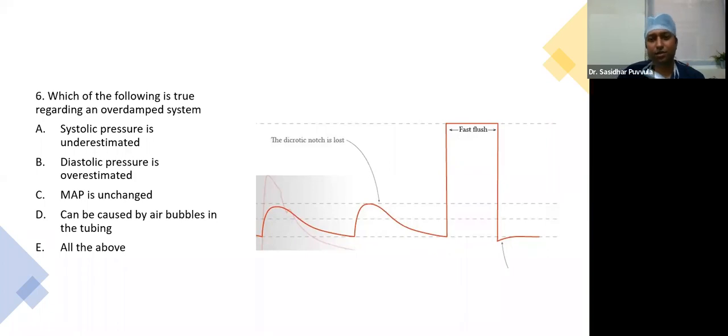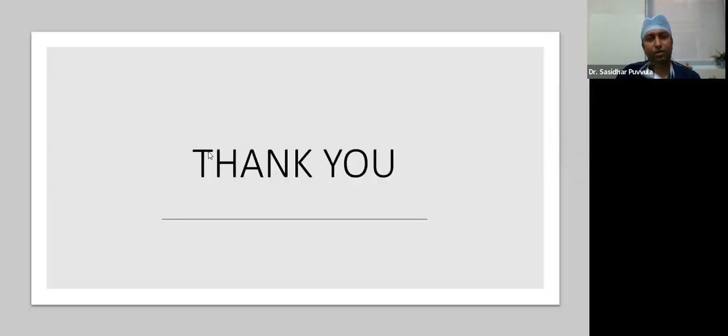What happens is your systolic pressure is underestimated, your diastolic pressure is overestimated, and your mean arterial pressure is unchanged. This overdamping can be caused by air bubbles in the system, blood clots, or kinking. So whenever you see an overdamped arterial waveform, confirm it with a fast flush test and make sure you flush your pressure monitoring tubing systems. Make sure they're free of any blood clots and kinks, so that you can get an accurate reading of your blood pressure.